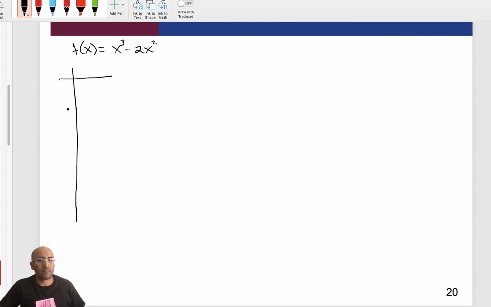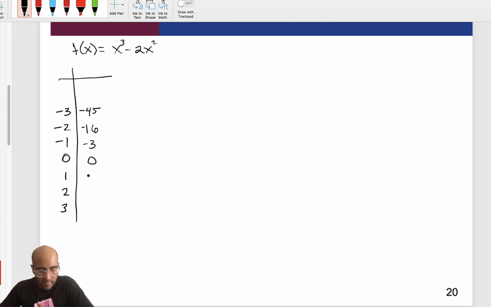So we had negative 3, negative 2, negative 1, 0, 1, 2, 3, something like that. And we had our values of negative 45, negative 16, negative 3, 0 still mapped to 0, 1 maps to negative 1, 2 mapped to 0, and 3 mapped to 9. Okay, so here is our original function once again.